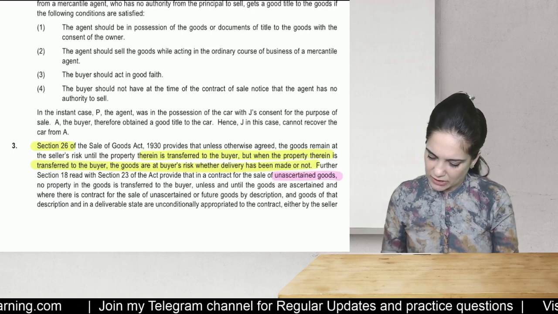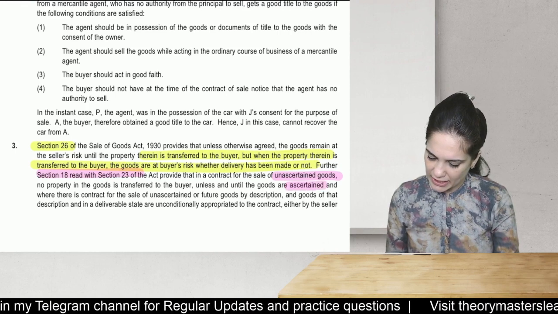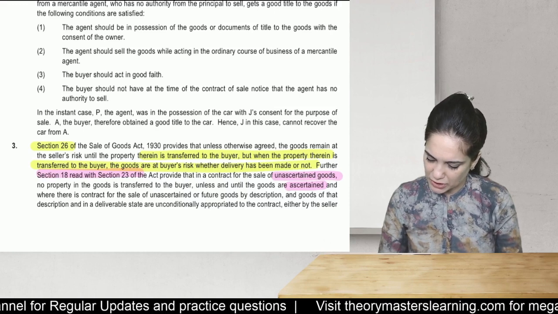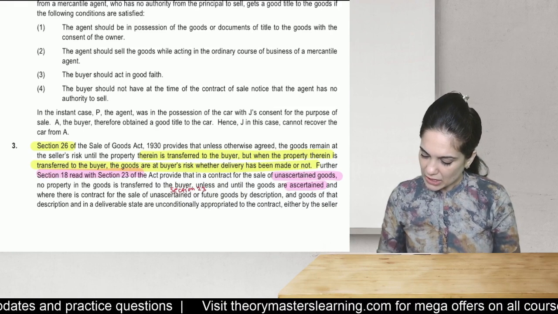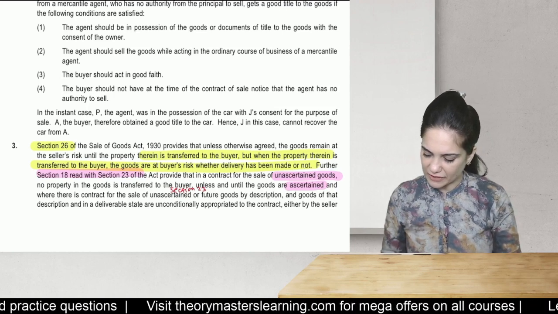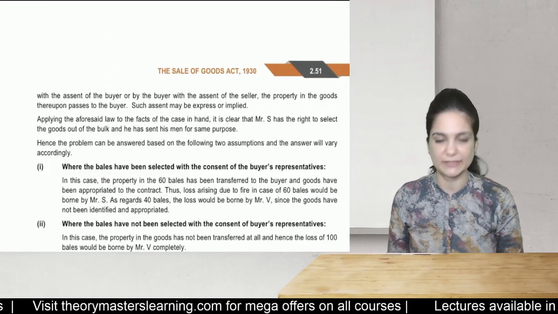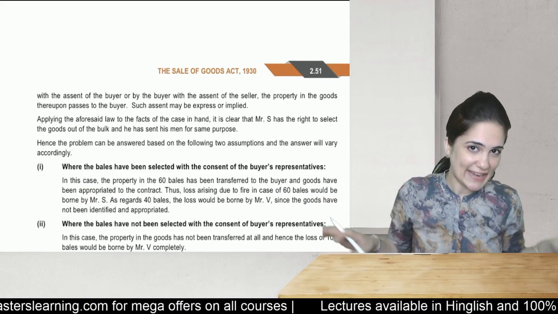In case of uncertain goods, no property is transferred unless and until the goods are certain, and when it is a contract for sale of uncertain or future goods by description. So this is nothing but section 23. The goods are in deliverable state and unconditionally appropriated either by the seller with the consent of buyer, or buyer with the consent of seller. I'm sure you did not understand anything.